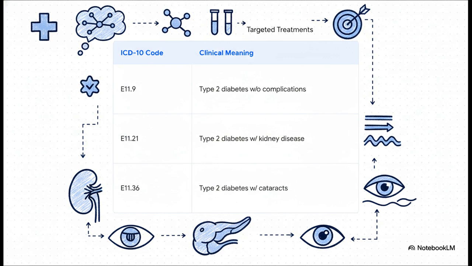Let's look at a really clear example with diabetes. A company doesn't just see diabetes. They can see the difference between a patient with simple type 2 diabetes versus one who also has kidney disease versus one who's developed cataracts. That level of detail, that granularity, it's an absolute game changer for understanding a disease and creating targeted treatments.